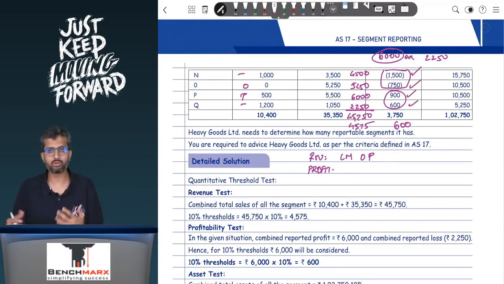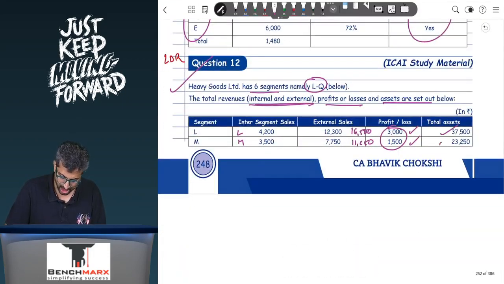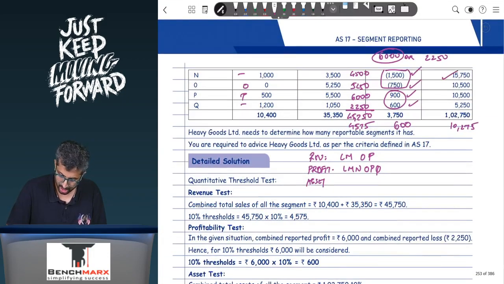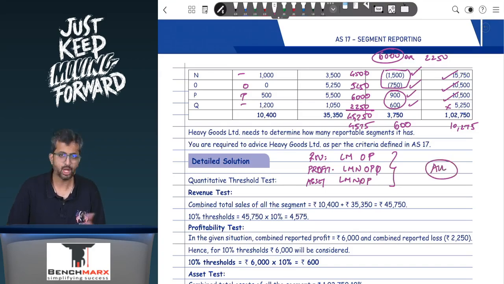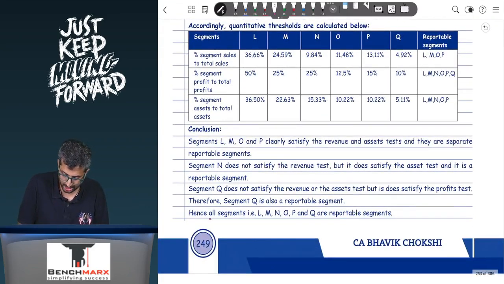So basically the third one is now a formality, because now under the profit test L, M, N, O, P, Q, all segments are reportable. Irrespective of what happens with segment assets, all segments are reportable. But for academic completion, the threshold over here will be 10,275, and based on that, L, M, N, even O and even P. Q is not reportable. Basically, considering this, all segments are reportable segments, and hence 100% of the revenue is covered. Perfect. So that is question number 12.